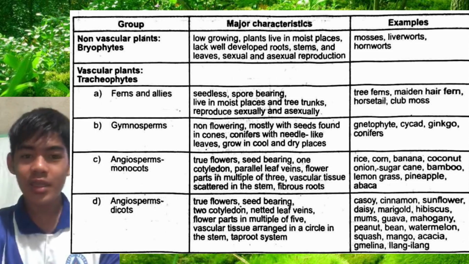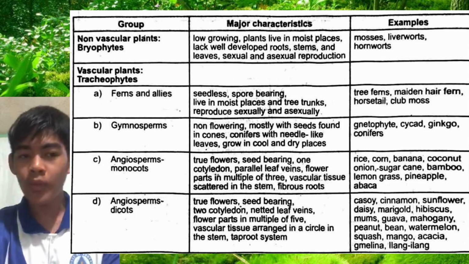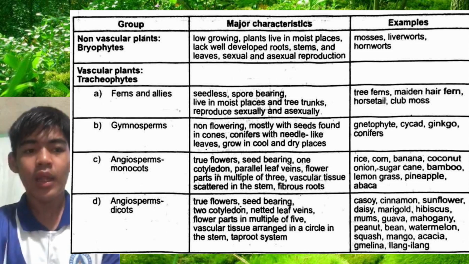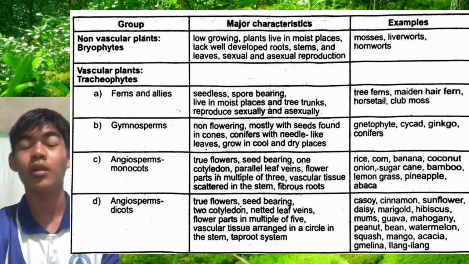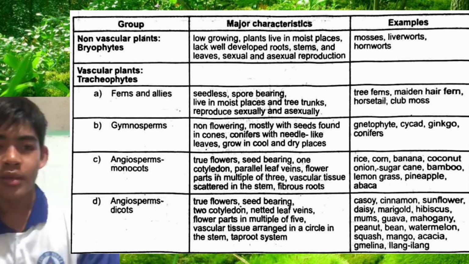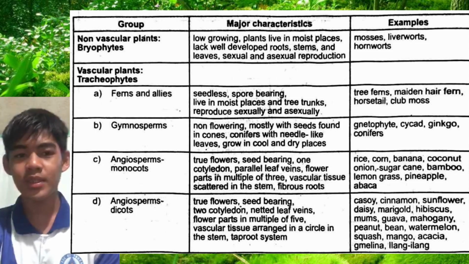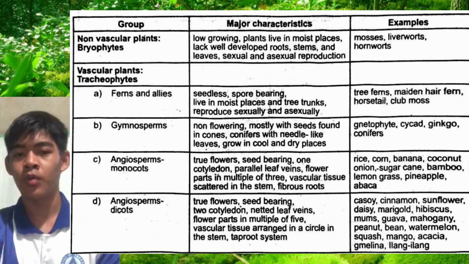The major characteristics of a non-vascular plant are: low-growing, plants live in moist places, lack well-developed roots, stems, and leaves, sexual and asexual reproduction. So, their examples are the mosses, liverworts, and hornworts.